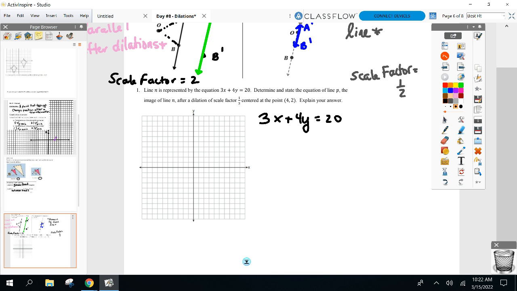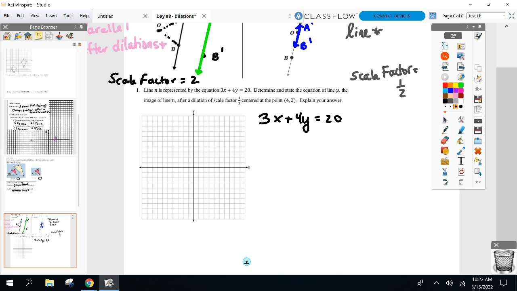Okay, quick question. Are all my points getting closer to 4, 2 or further away if it's 1/3? Closer, closer, closer. All right. Can we just take a quick peek at what this line looks like on the graph that we're dilating? I'm pretty sure all of us in here don't like the way this is written. If I ask you to graph it, you like it in y equals form. So can you help me get it in y equals form?